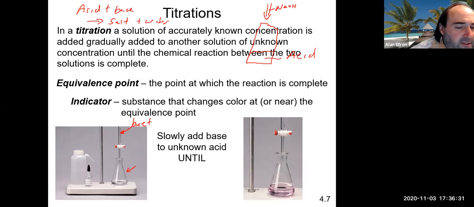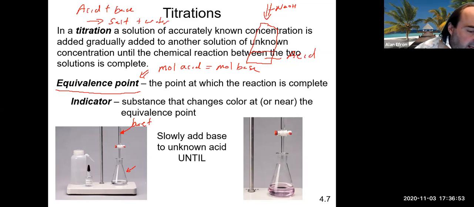And when the reaction is done, that is what is sometimes referred to as the equivalence point of the titration. The equivalence point in an acid-base titration is the point where you have added the exact same amount of moles of acid and base. So that is when the moles of the acid equals exactly the moles of the base. And that's why it's said to be done at that point.